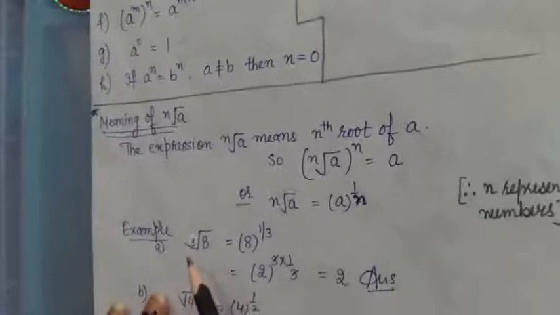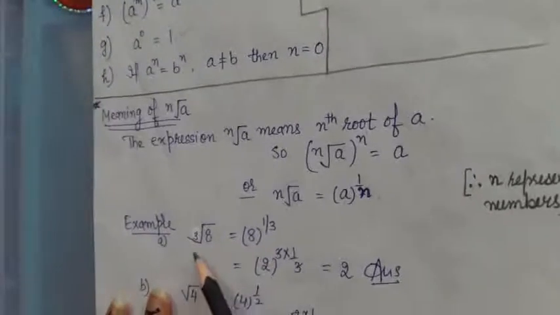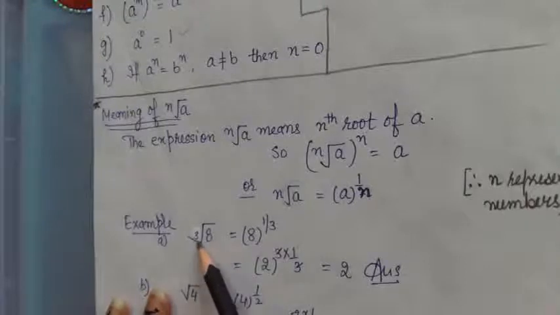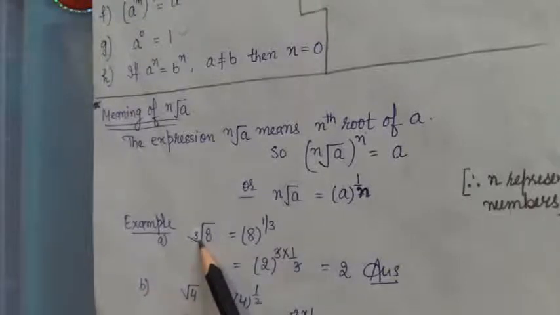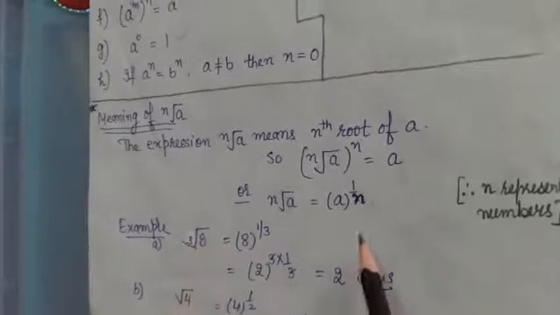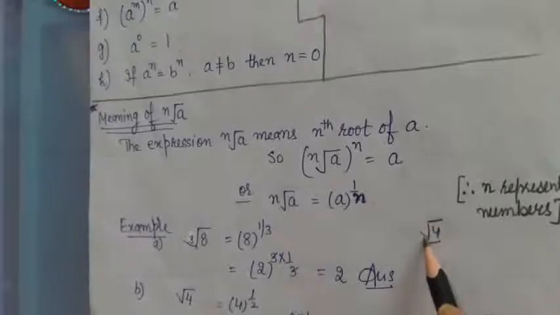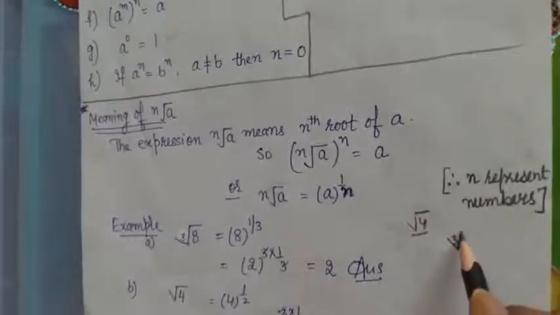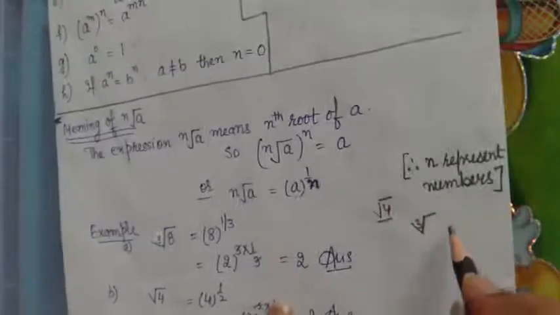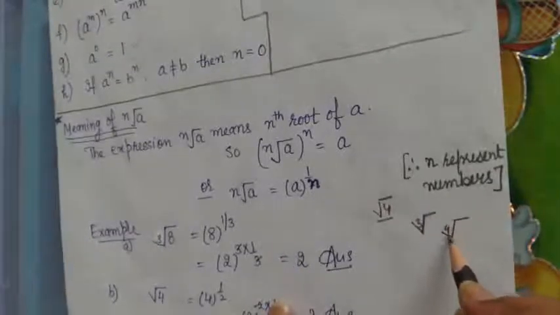Now look at here, I have given one example. Now cube root of 8, 3 is given to you, it means this is your cube root. Clear? If nothing is given to you here, it means it's a square root. If you are given 3 here, it means cube root, and if it is like this, it means this is 4.